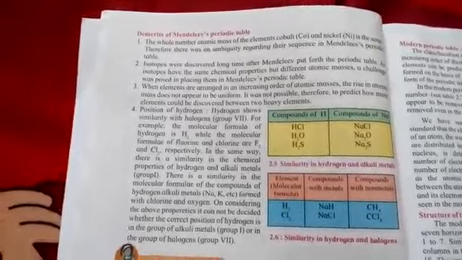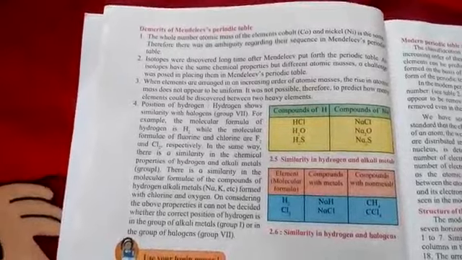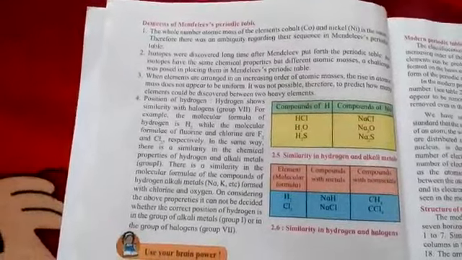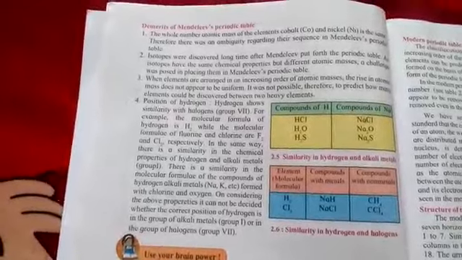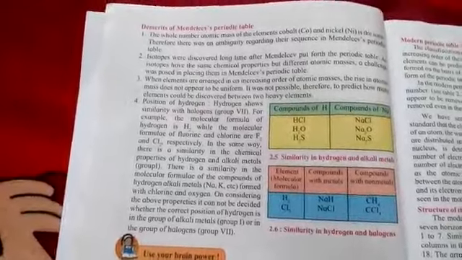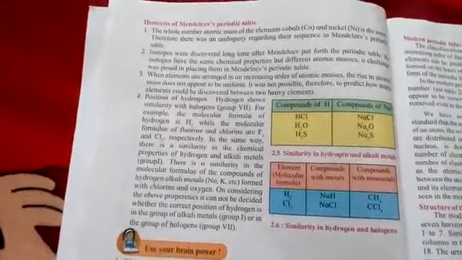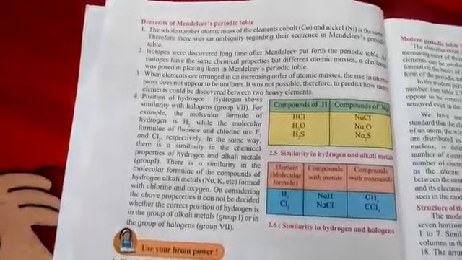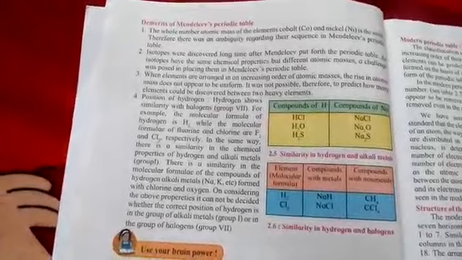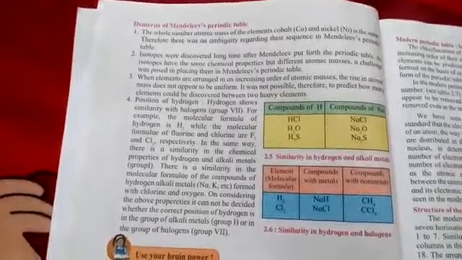Then isotopes also have no place in the periodic table, because you know what is the meaning of isotope. Isotopes are the atoms of the same element with the same atomic number but different atomic mass number. As Mendeleev's periodic table was based on atomic mass number, isotopes could find no place in the periodic table. When elements are arranged in an increasing order of atomic mass, the rise in atomic mass does not appear to be uniform. It was not possible, therefore, to predict how many elements could be discovered between two heavy elements.